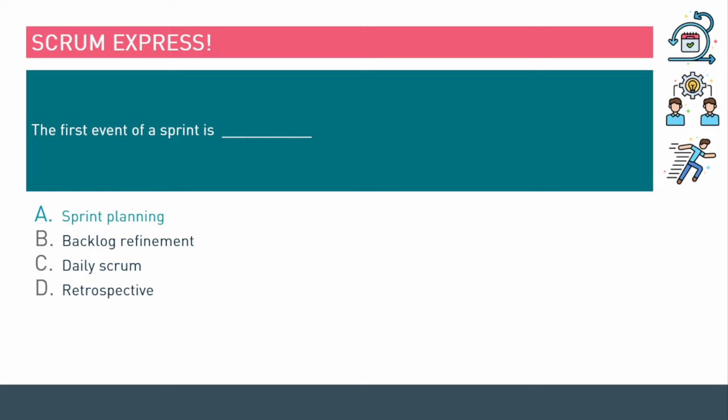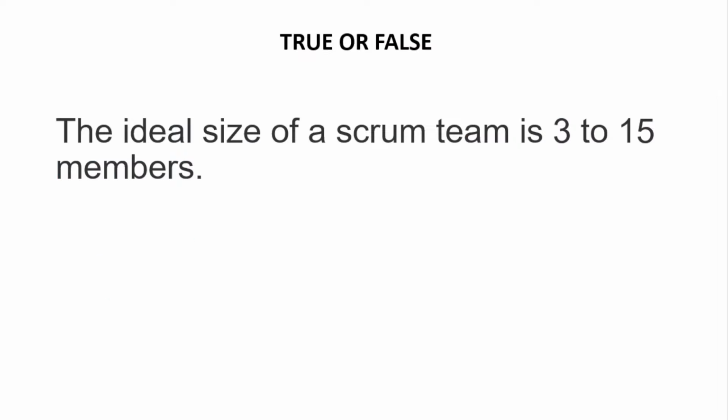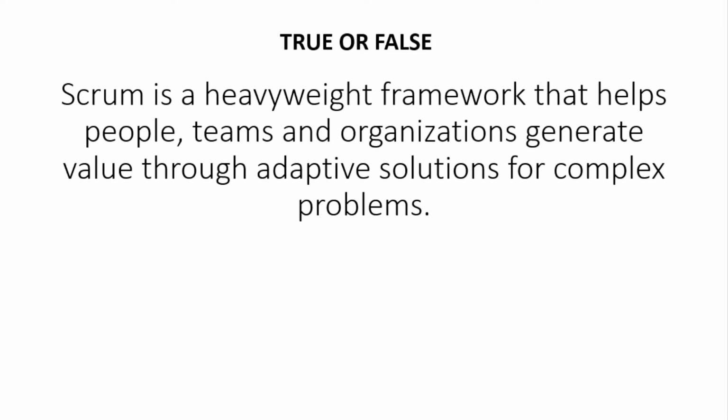Next question. The ideal size for a Scrum team is 3 to 15 members. Is that true or false? The answer? That is false. The ideal size for a Scrum team, 10 or less. Definitely not 15. Let's go to the next question.